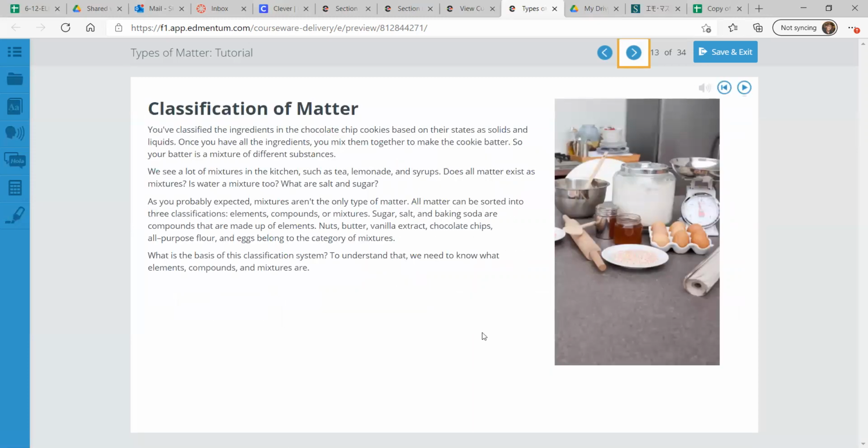Now we're going to get into the classification of matter. There are different ways you can refer to matter. Elements are the most basic form. Compounds are where you mix two or more elements together in fixed ratios. And then there are mixtures, which are the messiest combination.